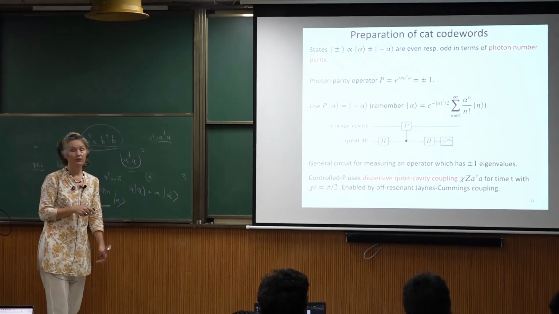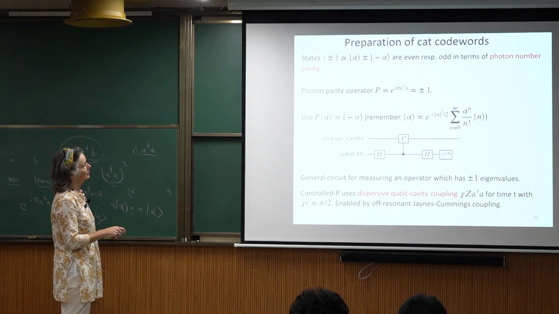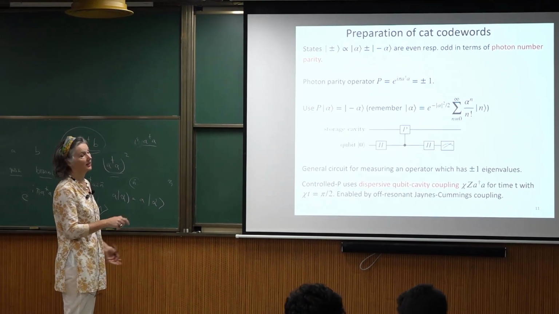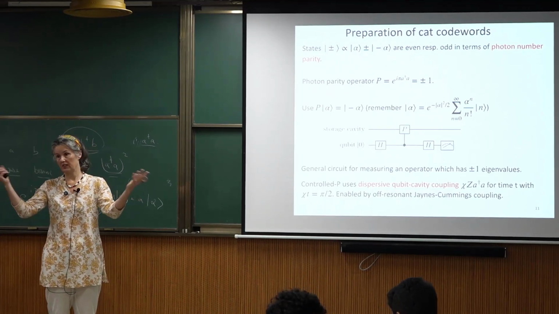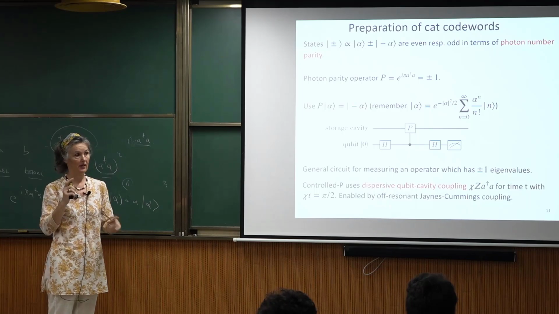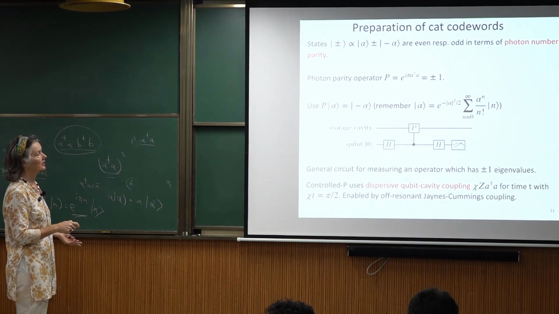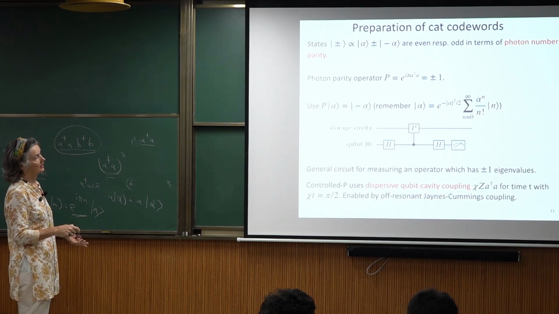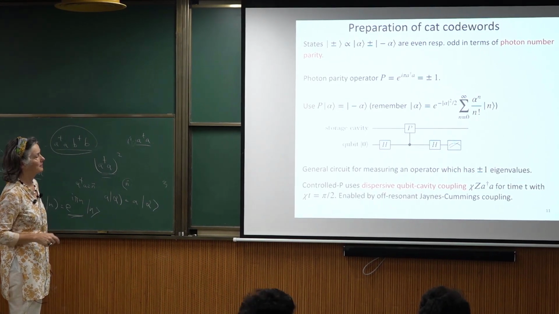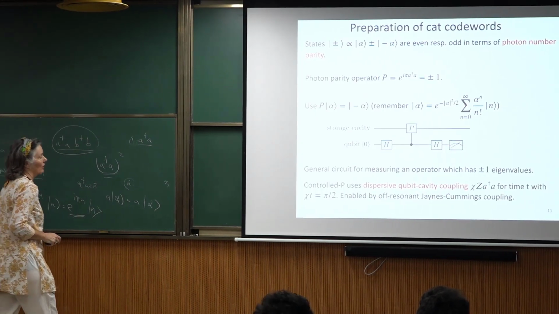So if we agree with that, then I can apply it to this. Of course, if I apply P on alpha plus minus alpha, the state stays the same. And if I apply it to alpha minus alpha, they get an overall minus sign. So that's why the one with the minus is an odd state, it has odd photon parity. Everybody okay with this?